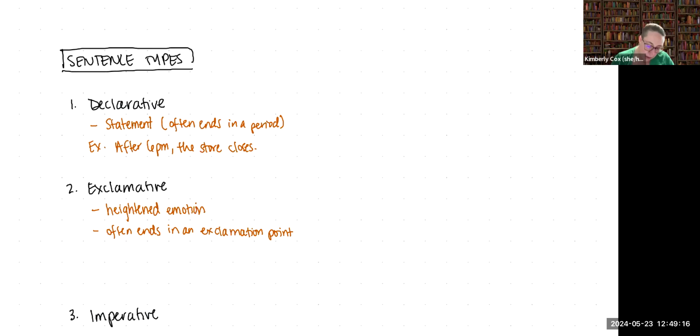So let me give you a couple of different examples. I couldn't believe it! Exclamation point, right? It might show surprise or worry. I might also say something like, they're insane! It might be anger. But it's usually going to show some type of heightened emotion.